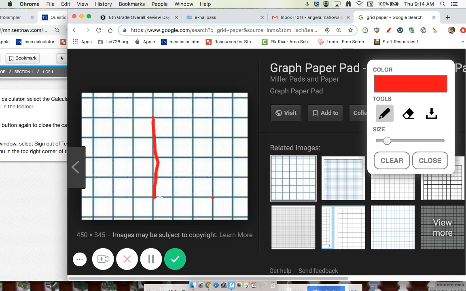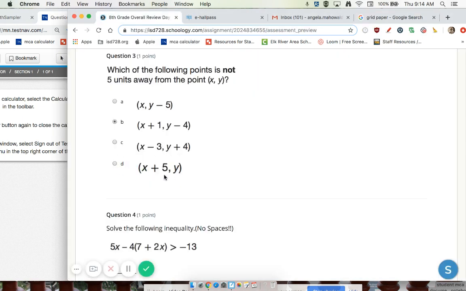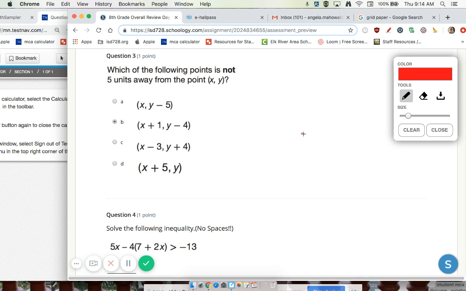So if you can envision making your triangle, 1, 2, 3, 4 here, 1, 2, 3 here. So I'm going to do the square root of 4 squared plus 3 squared. So 4 squared plus 3 squared, and the square root of that would be 5. So that one was 5 units away. And this one just says x plus 5. So it means if you had a point, I'm not even going to go to the grid paper, you're just going to get 5 over to the right. That is also 5 away.